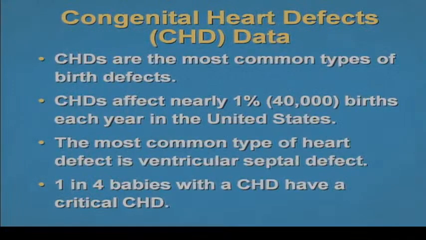As Dr. Morris previously mentioned, she shared some information with us, but I wanted to share some additional data that comes directly from the Centers for Disease Control and Prevention website. According to the CDC, CHDs are the most common types of birth defects. They affect nearly 1%, or approximately 40,000 births each year in the United States. The most common type of heart defect is ventricular septal defect. And 1 in 4 babies with a congenital heart defect have a critical heart defect.